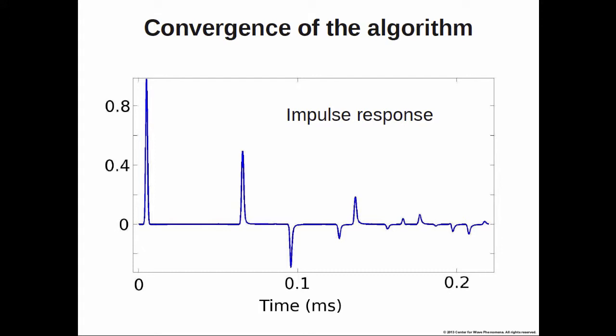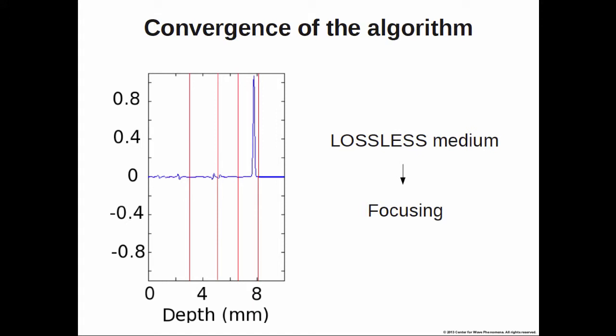We get the pressure as a function of time. And we give this signal to the autofocusing algorithm. We iterate the autofocusing algorithm, and it gives us another signal, an output. If we introduce this output in our medium, all the wavefield is focused at one time in only one point. This is what happens in a lossless medium. We get the impulse response of the system, we iterate the algorithm, and finally, we introduce the output of the algorithm again into the system.